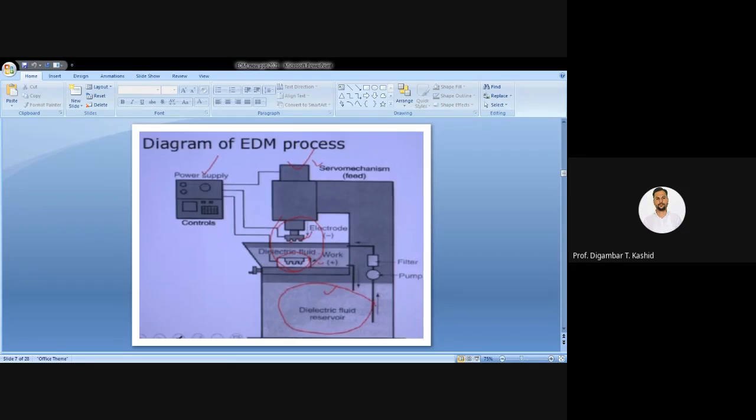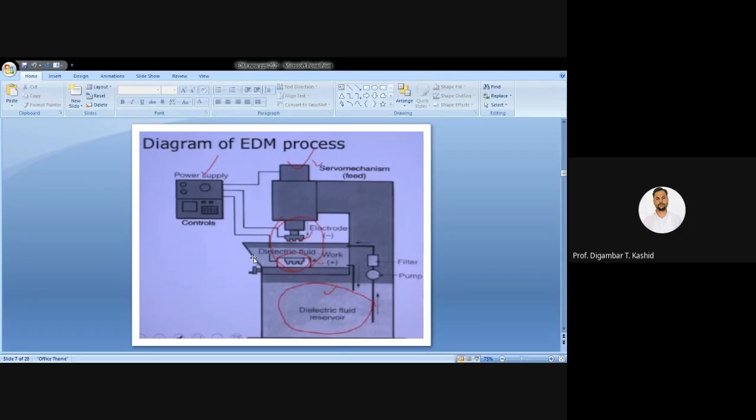The EDM external setup, as you can see, consists of your power supply, the tool and the workpiece, then a servo mechanism, and the fourth one is the dielectric fluid system with its feeding system, including this pump and filter. These are the four different components or elements of the electrical discharge machining process. We are going to see them one by one later on.